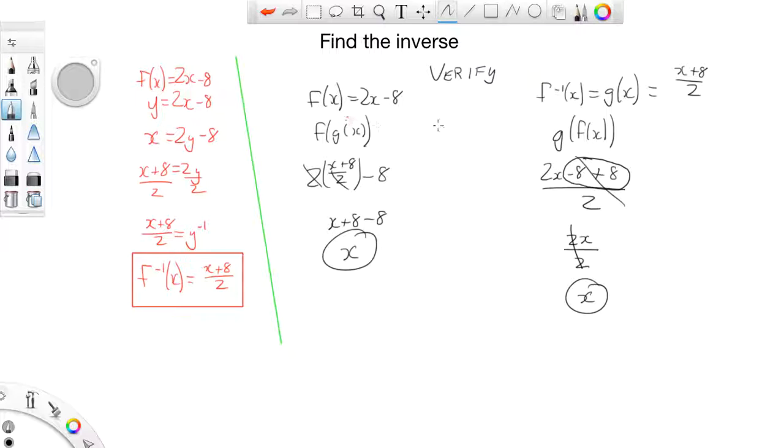So because the composition of the inverse into the original function equals x, and the composition of the original function into the inverse equals x, that means that this is now verified: the inverse of 2x minus 8 is x plus 8 over 2. So two simple processes to go through. Hopefully this helps any confusion that you had, and make sure to get extra practice on these types of problems.